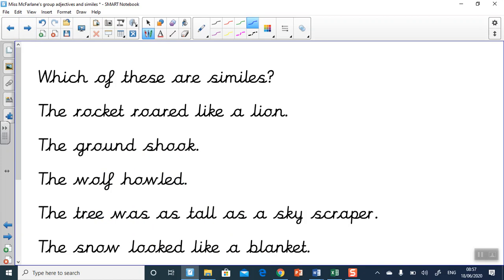So have a look at this then. Which of these are similes? Remember, you need to use either of the words like or as to identify a simile. For example, we've got the rocket roared like a lion, the ground shook, the wolf howled, the tree was as tall as a skyscraper, the snow looked like a blanket. What I would do, I would label 1, 2, 3, 4, 5 down my piece of paper, and I would either tick or cross next to each one to show whether it is a simile or not. Pause the video and have a go.